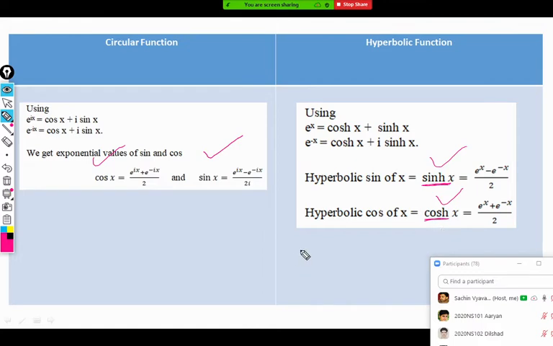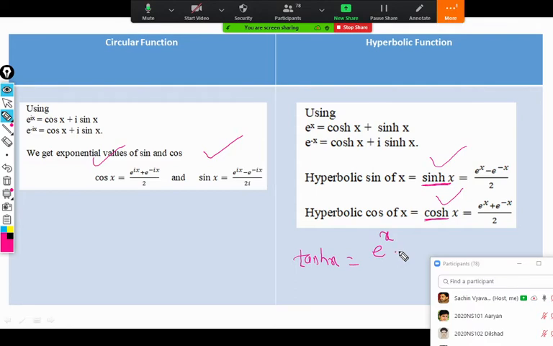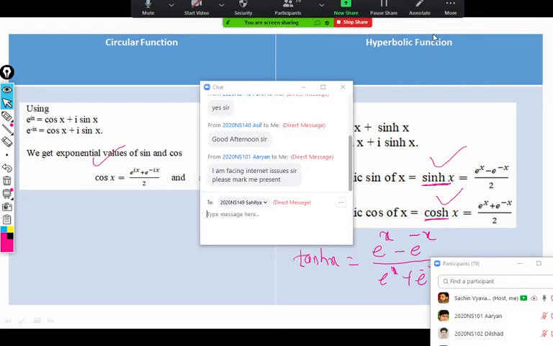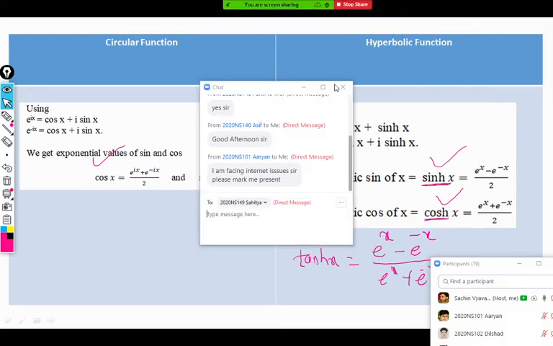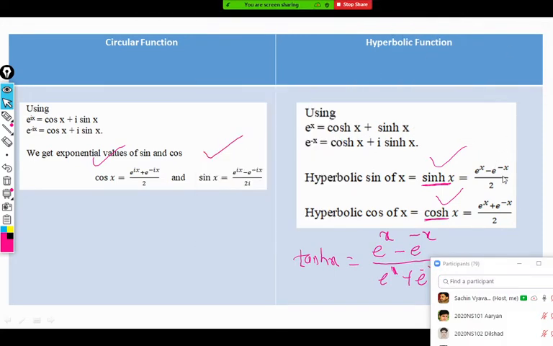So what about tan hx? About tan hyperbolic x? Obviously, it is sin hx upon cos hx. If you take the division here, the formula for tan hx becomes e raised to x minus e raised to minus x upon e raised to x plus e raised to minus x. Is it clear? Any doubt here? Similarly, we have the other formulas there.